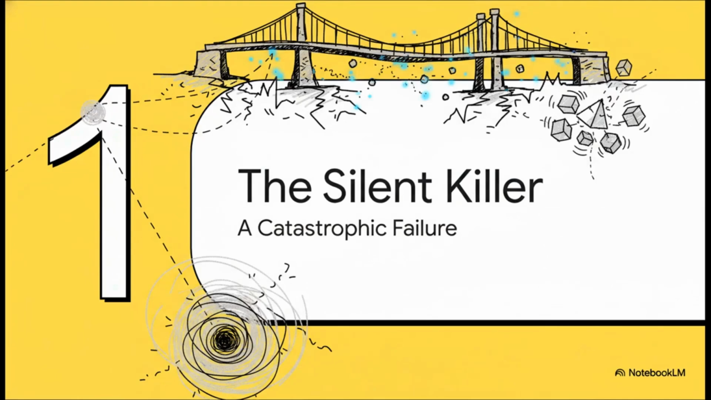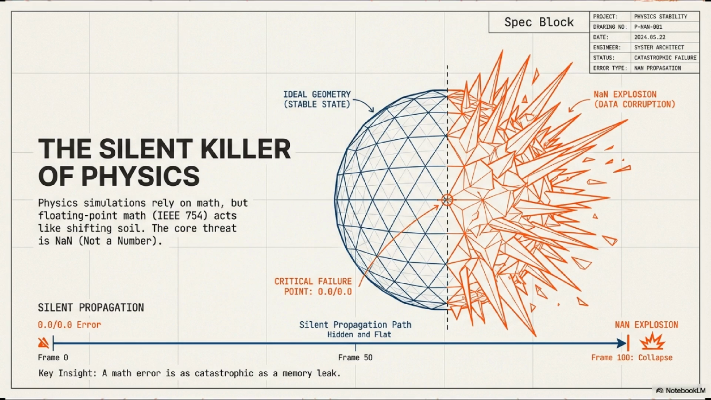We're looking at a really fundamental problem in game development and physics engines today. How do you build stable, predictable systems when the very math you're using, floating point math, is built on shaky ground? So let's start, not with code, but with pure chaos. Physics simulations, they live and die by math, but standard floating point numbers can be like shifting soil under your feet. And the biggest threat?